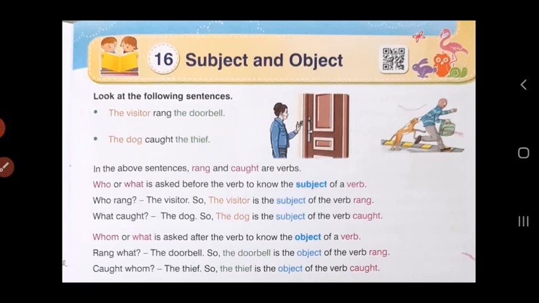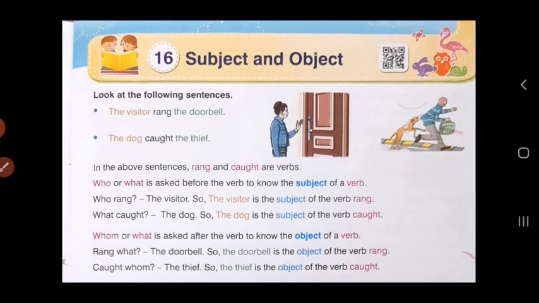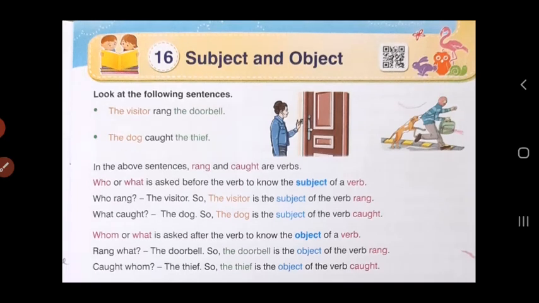Today, we will learn a lesson in English called subject and object. Both these are parts of any English sentence. Let us now understand the difference between the two.